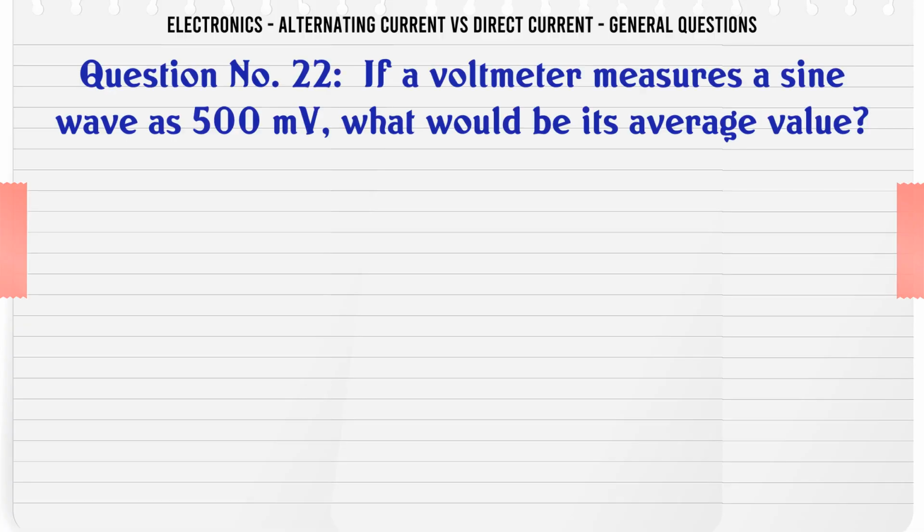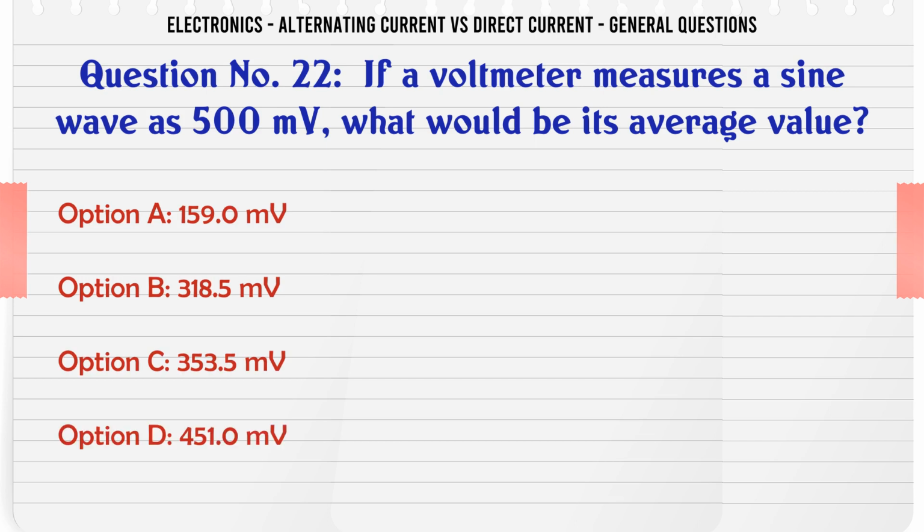If a voltmeter measures a sine wave as 500 mV, what would be its average value? A.